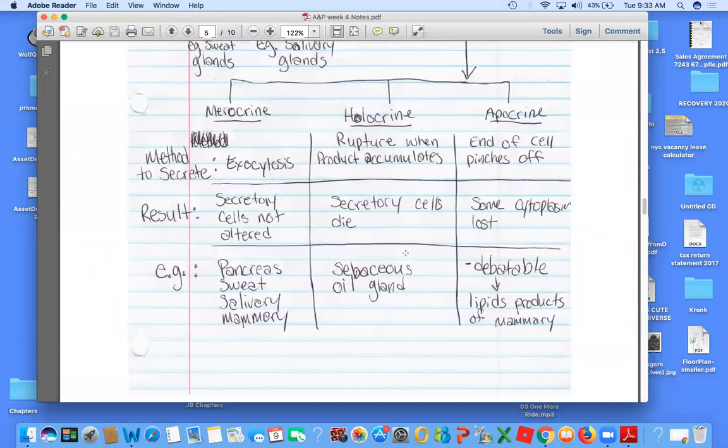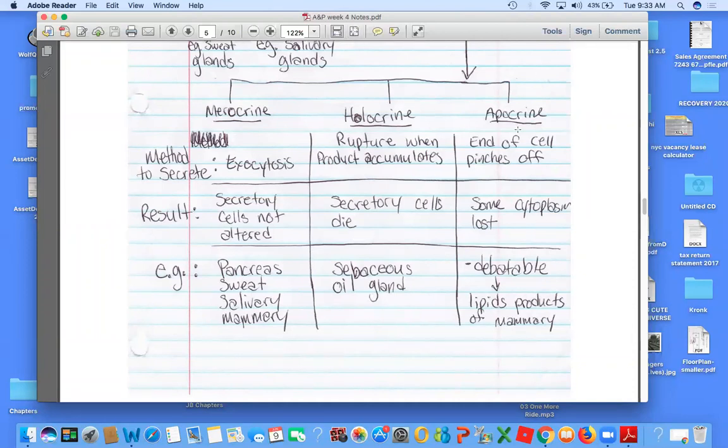Holocrine are weird. That's your oil glands. You can think of it as like a hologram of an oil well. I'm trying to get you to get images to remember things, but holocrine glands rupture and die as they produce oil. So that's your sebaceous oil glands.